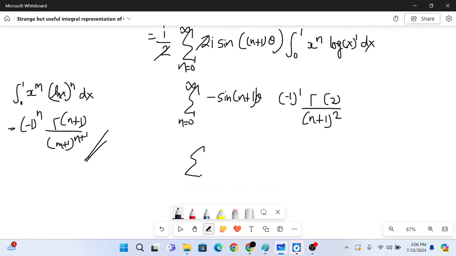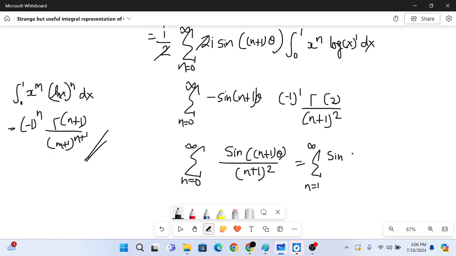Now this is the sum from n equals 0 to infinity. And now minus 1 becomes plus 1, and then sine of (n plus 1)θ, and gamma of 2 is just 1, divided by (n plus 1) whole squared. Now if we shift the base from n to n plus 1, we have the sum from n equals 1 to infinity of sine of nθ by n squared, and we know that this sum is just the Clausen integral function Cl2 of θ, which proves our claim.